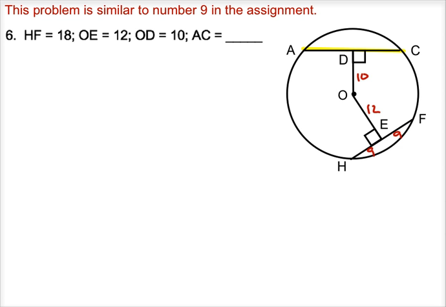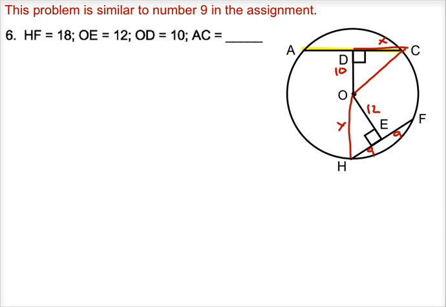Up at the top, I know if I drew in OC, if I could figure that piece out, I could just do Pythagorean theorem between that 10 and this piece right here. And if I could do that, I'd be able to figure out my value. But I don't know what OC is. But I do notice that OC is a radius of the circle. And if I draw in OH, if I could figure out that piece, I know that it would be the same value and I could transfer it up to OC.